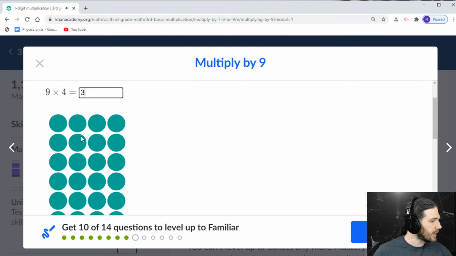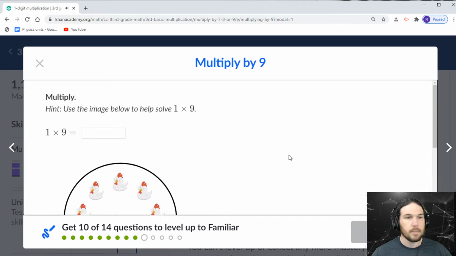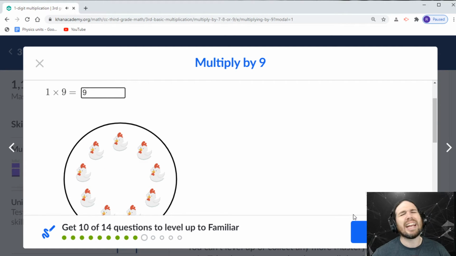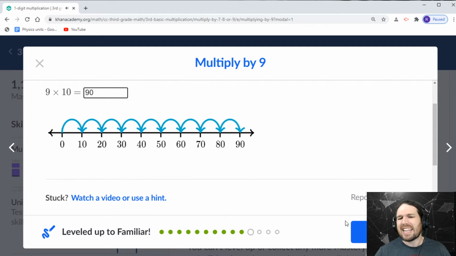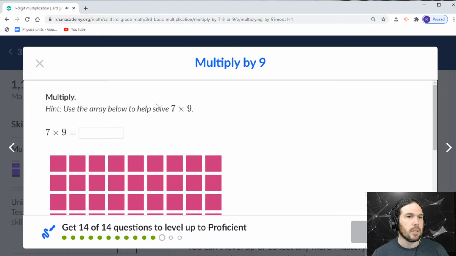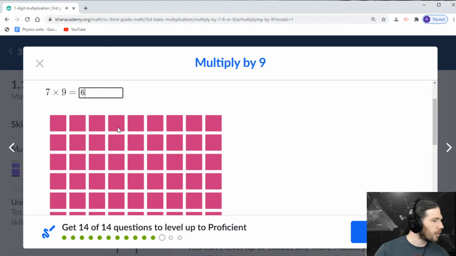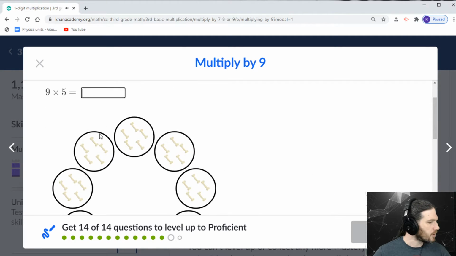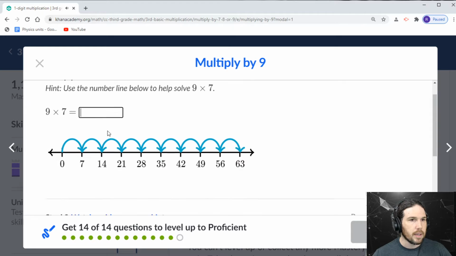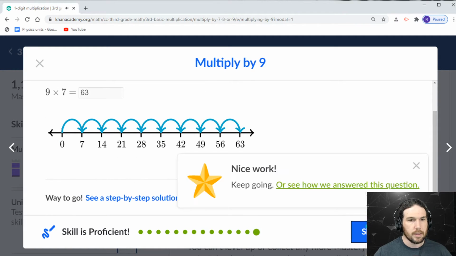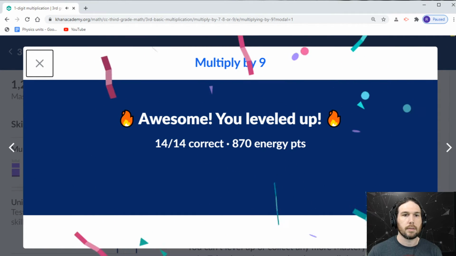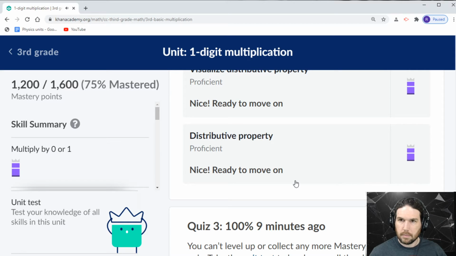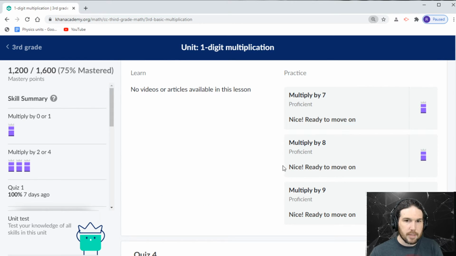9 times 4 is 36. 1 times 9 is 9, because anything times 1 is itself. 9 times 10 is 90, just add a 0. 7 times 9 is 63. 9 times 5 is 45. 63 again. As you can see, you get really fast at this after some practice. And that is multiplying by 9.